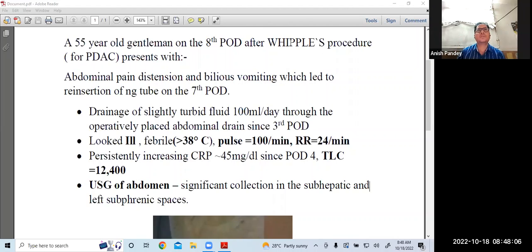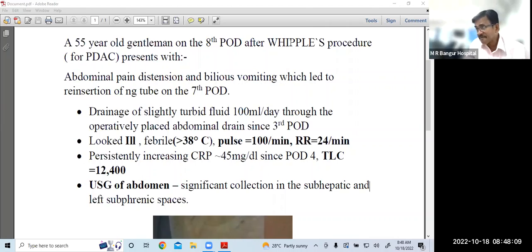Sir, there is a major PJ leak. It's not one point which is leaking. There is a major PJ disruption. Major.